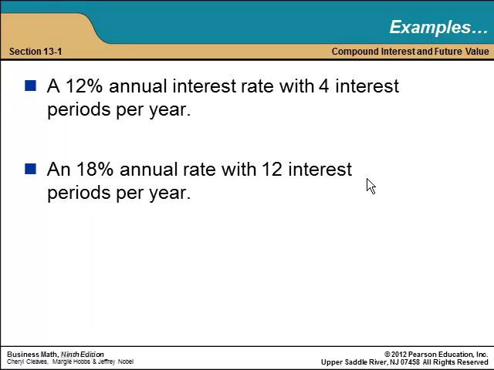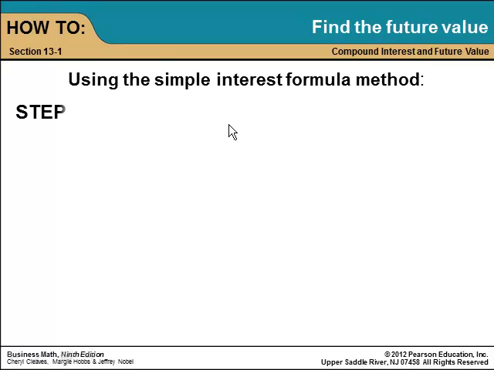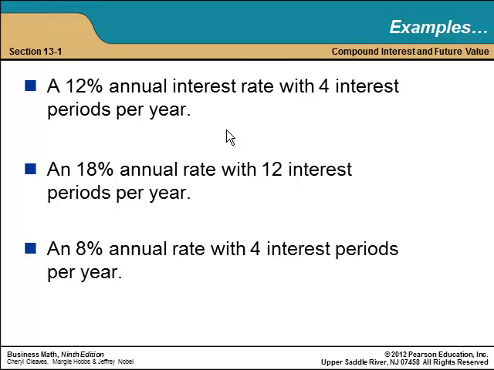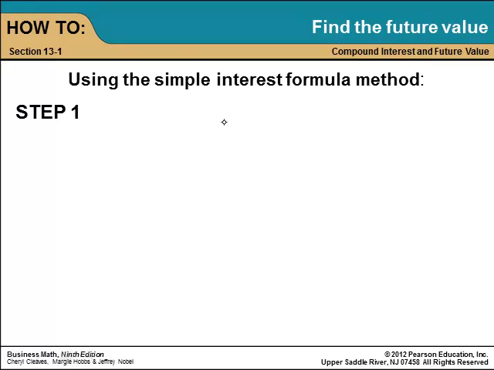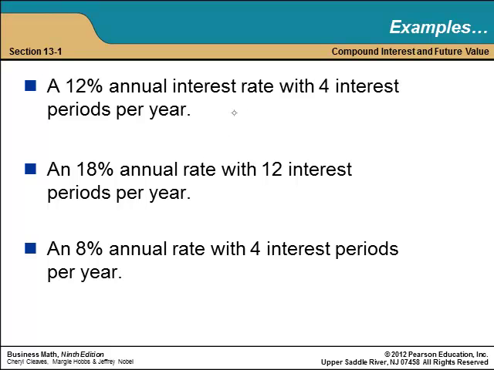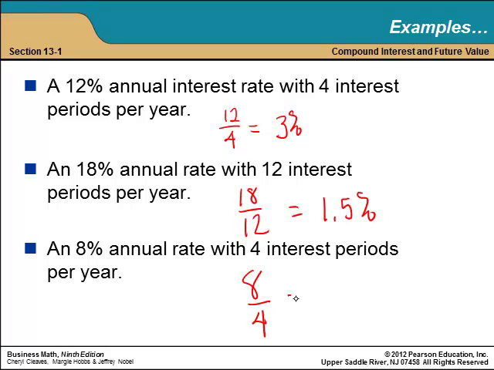All right, so if we have a 12% annual interest rate with 4 compounding periods, we would take 12 divided by 4, which is 3%. That's the periodic rate. 18% compounded monthly would be 1.5%. 8% compounded quarterly would be 2%.